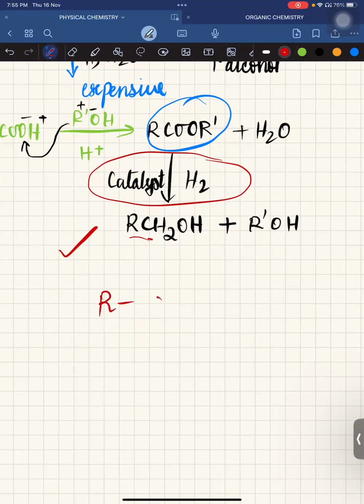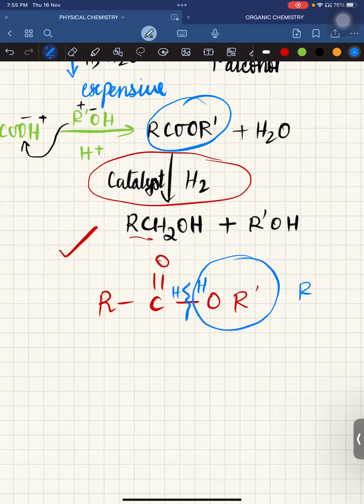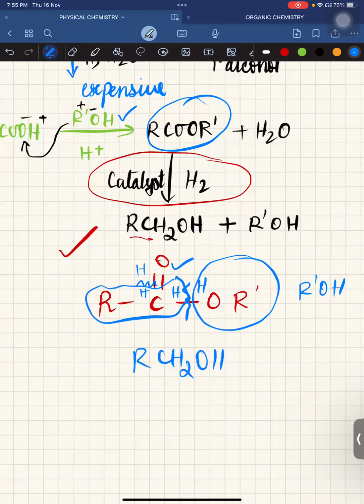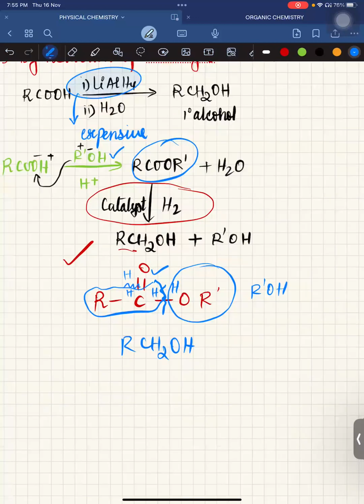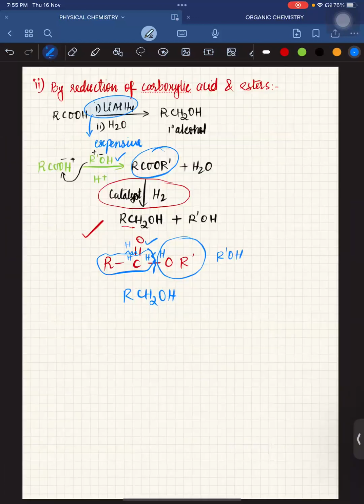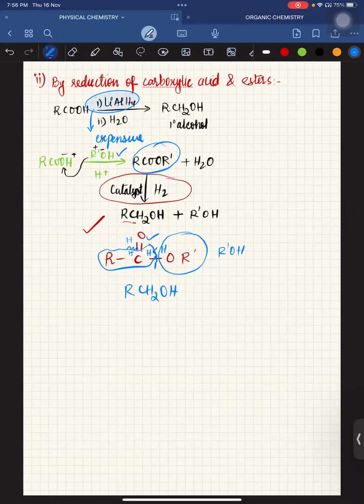This is RC=O, OR'. First I'm going to break this bond and add hydrogen here and here. So it becomes R-OH, the one which you used in the first step. Then you break this bond and add hydrogen, so it becomes RCH2OH. Are you getting my point? So getting alcohol from ester is very simple. You react it with hydrogen in the presence of catalyst, and you will get alcohol. I hope this is clear to both of you.